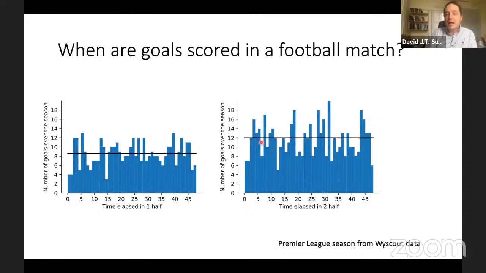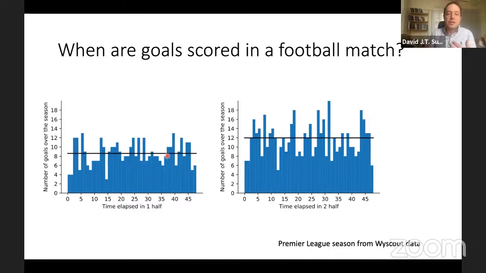There are, of course, fluctuations here, and the fluctuations are bigger because the number of events is smaller. But there isn't really a clear pattern where there's an increase in the number of goals as the match goes on. Neither is there an increase in the first half. Again, maybe in the first or second minute there's some pattern, but otherwise, goals can come pretty much any time during a football match.